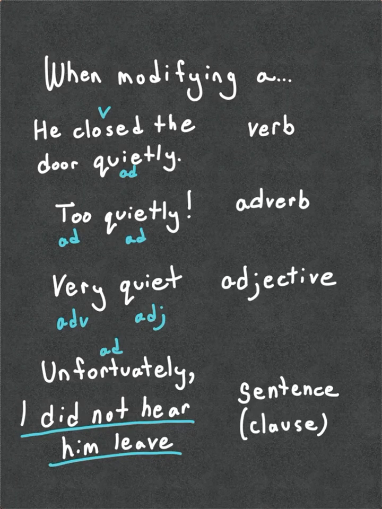He closed the door quietly. In this sentence, closed is the verb, and it's being modified with the adverb quietly. What's going on with the door? Well, it's being shut quietly. An example of how an adverb can modify another adverb is the phrase too quietly. How can an adverb modify an adjective? Very quiet. And I have a lot to say about the word very in a moment.